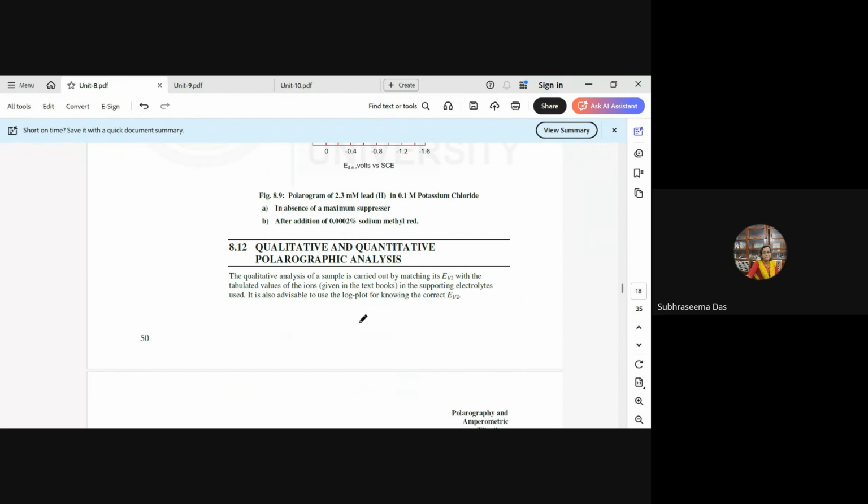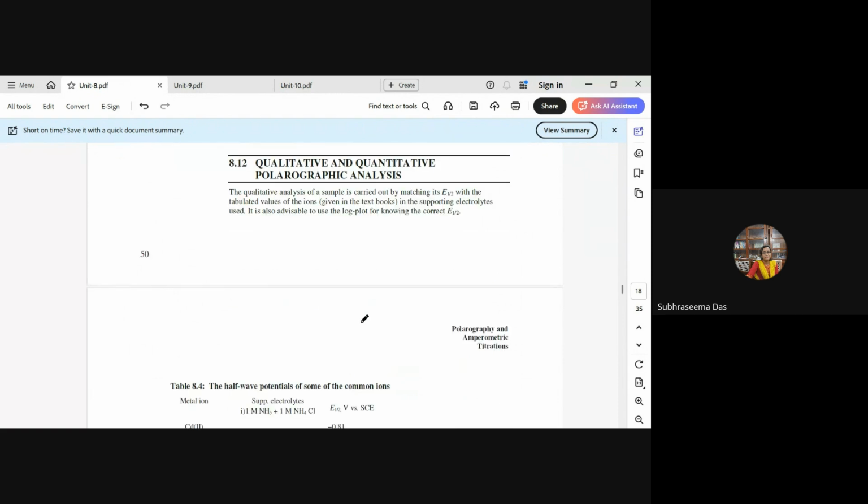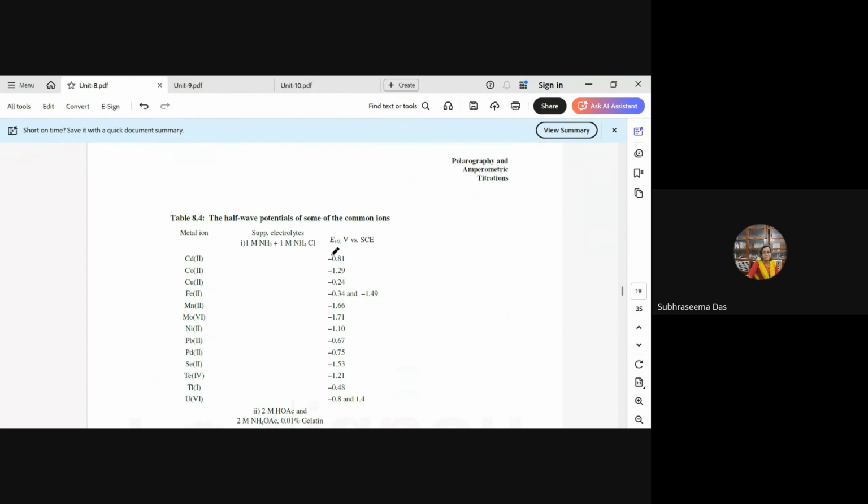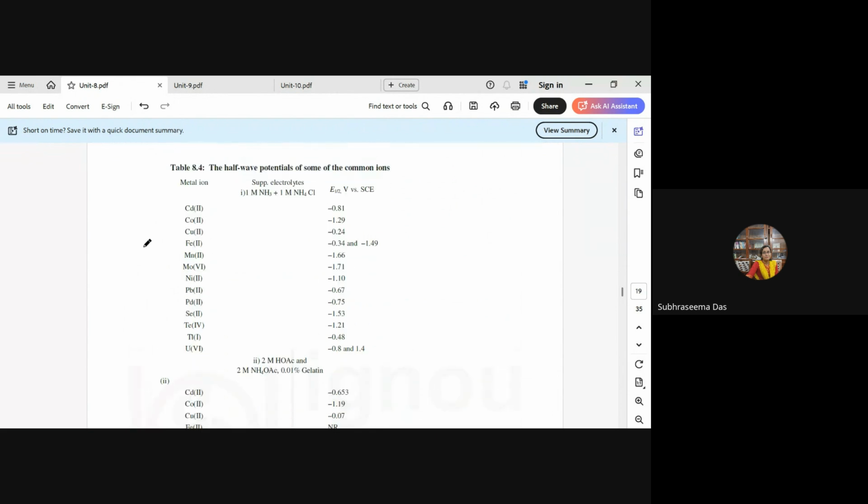Now, qualitative and quantitative polarographic analysis. The qualitative analysis of a sample is carried out by matching its E half with the tabulated values of the ions in the supporting electrolytes. It is also advisable to use the log plot for knowing the correct value of the E half. The half-wave potentials of some common ions have been shown here.